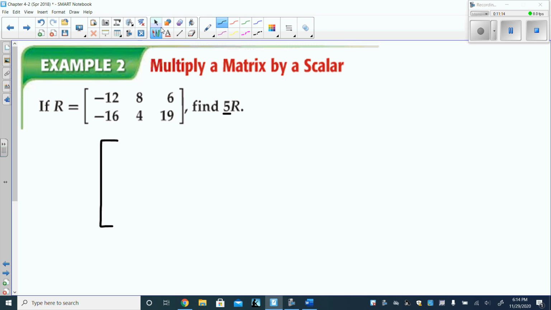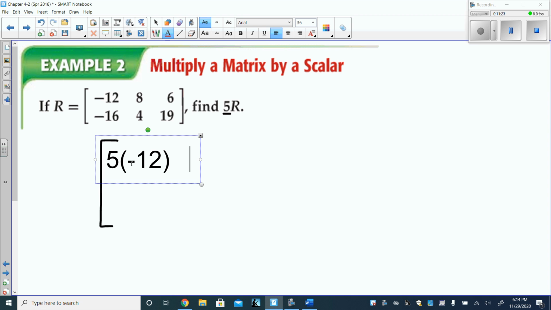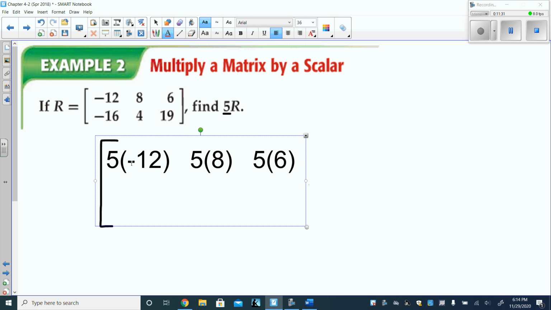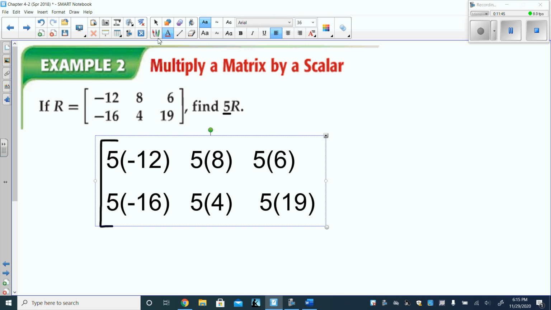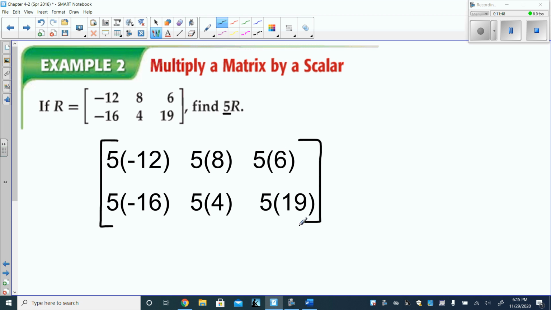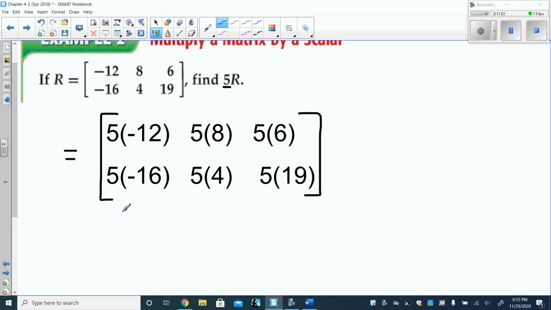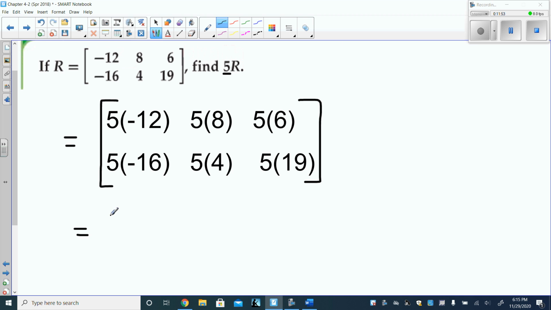So when we look at this matrix here, I'm going to take all these numbers inside and multiply them by 5. So we're going to have 5 times our negative 12. We'd have 5 times 8. And we'd have 5 times 6 on top. And then on bottom, we'd have 5 times negative 16. And we'd have 5 times 4. And lastly, we'd have 5 times 19. We're going to multiply each one of these by 5. We multiply everything in the matrix by 5 when we scale it by a factor of 5.